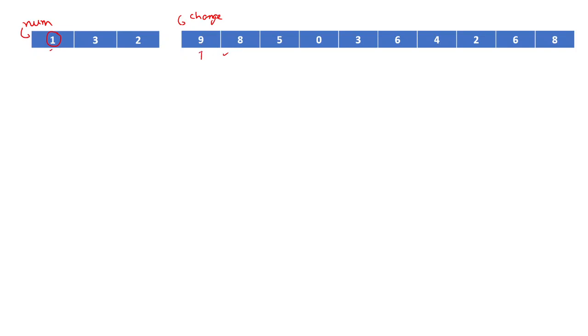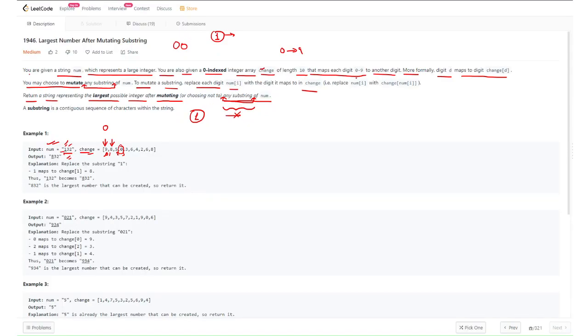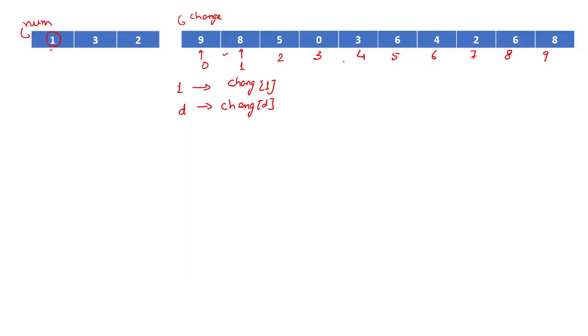For example, this is for 0, this is for 1, this is for 2, 3, 4, 5, 6, 7, 8, 9. If you want to replace this 1, you can replace it with change of 1. Like if you want to replace a digit d, you can change it with change of d. That is what the problem said in the previous slide. So if I want to replace 1, I can replace it with change of 1, that is 8.